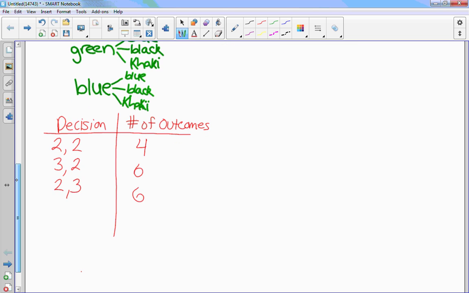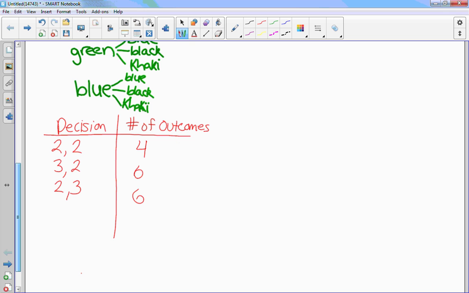So you see a connection from the columns. 2 and 2 make 4. 3 and 2 make 6. 2 and 3 make 6. What do we do with these numbers and the decisions? Multiply, exactly. Fundamental counting principle, all you have to do is multiply the number of decisions of the first event times the number of decisions of the second event.